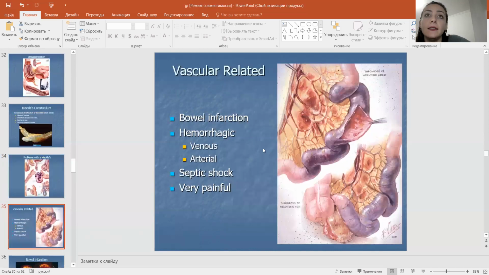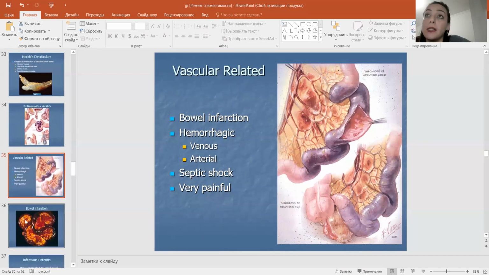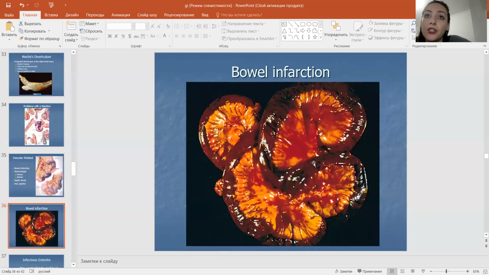Vascular related bowel infarction, maybe hemorrhagic, venous or arterial, septic shock, and it is very painful. We can see in these pictures thrombosis of the mesenteric artery. After it, you can see dark intestine. It means there is necrosis of these parts of the intestine because of thrombosis.